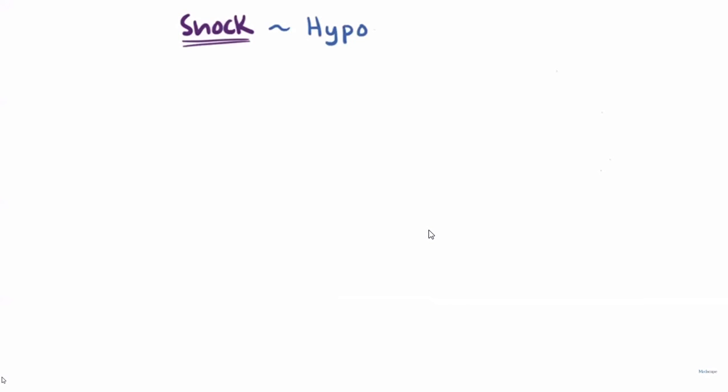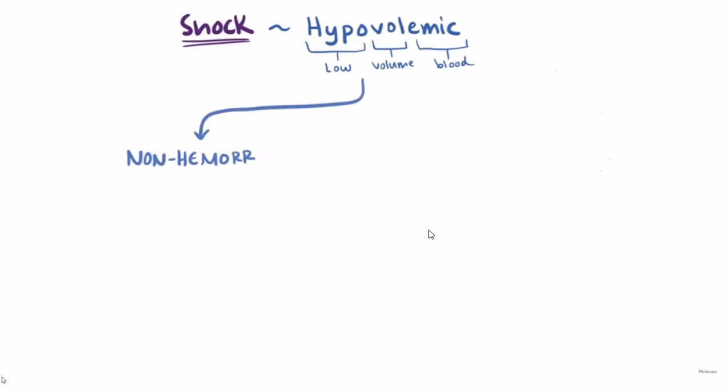The first category is called hypovolemic shock. Hypo means low, vol refers to volume, and emia refers to the blood. So hypovolemic shock is shock induced by a low fluid volume of blood. And this could be either non-hemorrhagic or hemorrhagic.